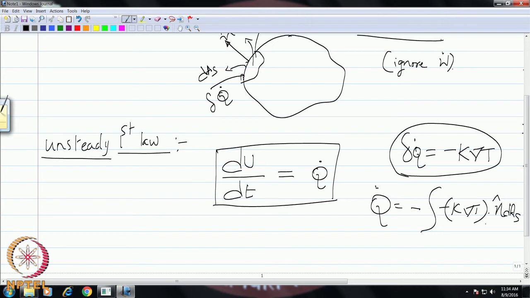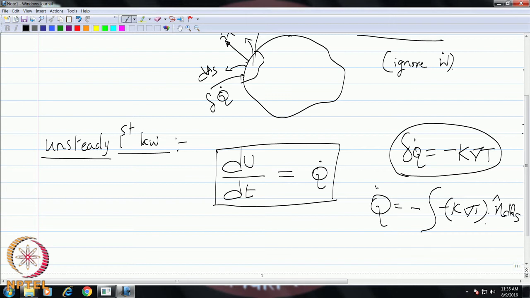So, you have to put a minus sign so that this quantity is positive, because now minus k del T will be positive, but dotted with the normal will be negative. So, you put a negative sign outside, so that the heat flow into the system is positive, right. So, this is on the right hand side. Now, therefore, on the left hand side, we will introduce internal energy per unit volume.